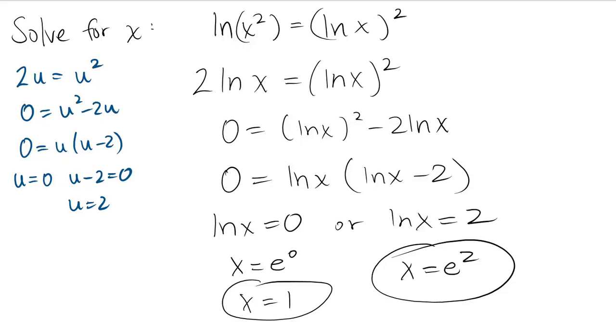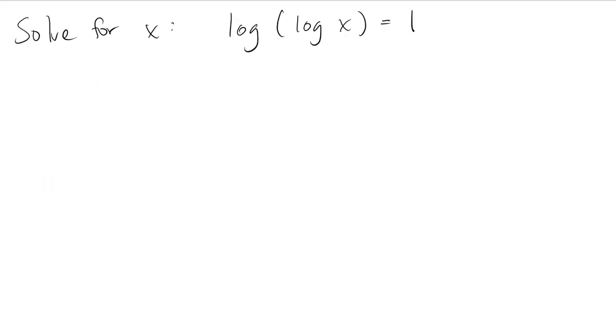Let's try another example that looks different. Here we have what we call nested logarithms. We have a logarithm inside of a logarithm. This says solve the common log of log x equals 1. Here we do already have a strategy. It just looks different than anything we've done before.